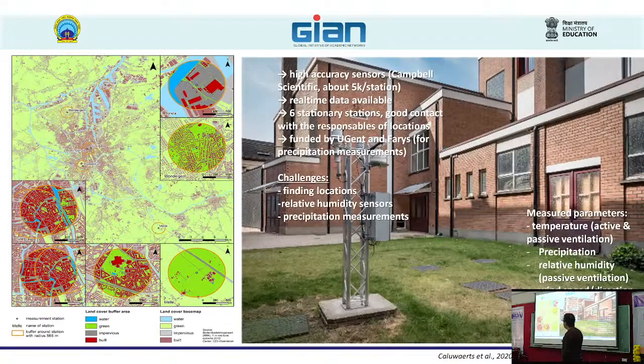So we have 2 locations in a dense urban area, 1 location in suburban, and 1 location in the rural area. This location here is the rural one. So we have 2 stations in the city center. We have 1 station here, it's suburban, you see, it's outside the city. And we have 1 in the urban park. So we have an urban park here. And we have another one in an industrial area.